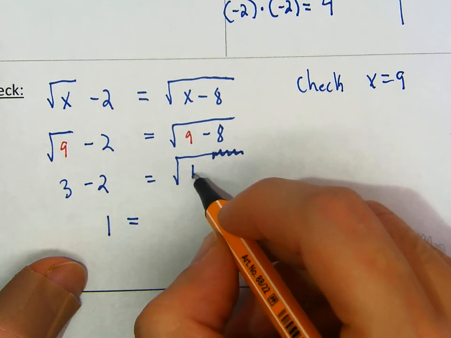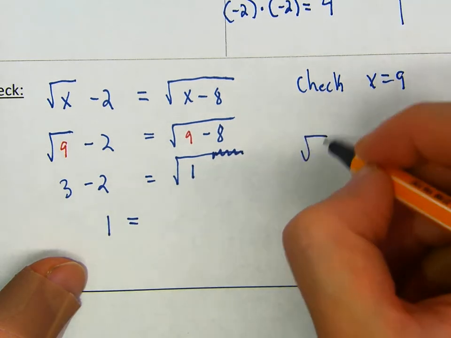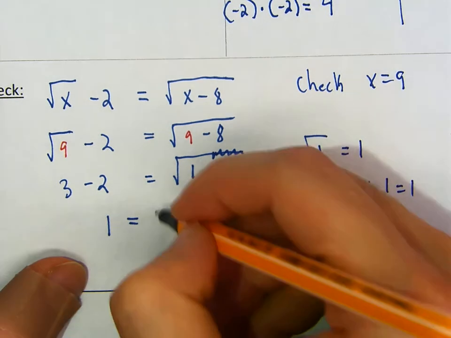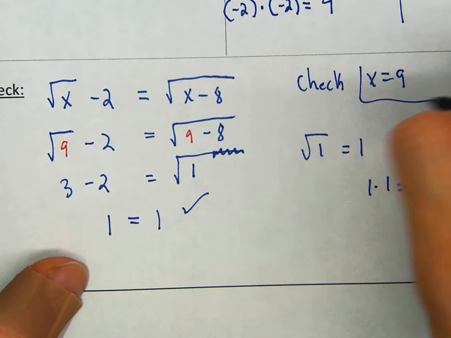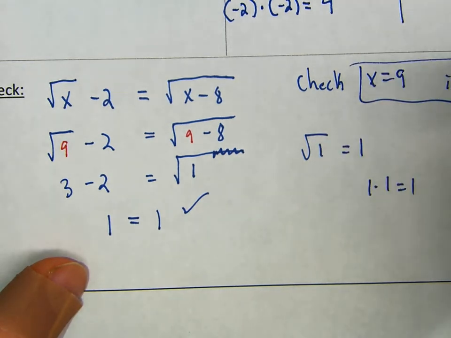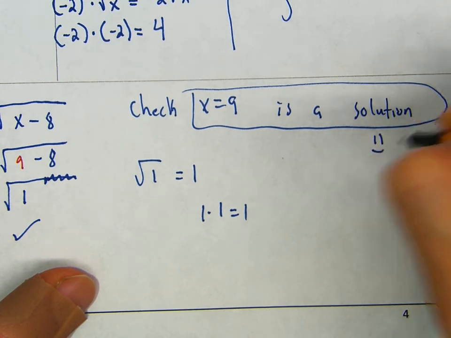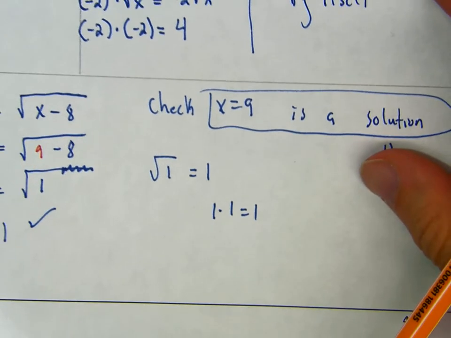What is the square root of 1? It's 1, because 1 times 1 is 1. Right? So 1 equals 1, check. X equals 9 is a solution. Happy. All right, not too bad, not too bad.